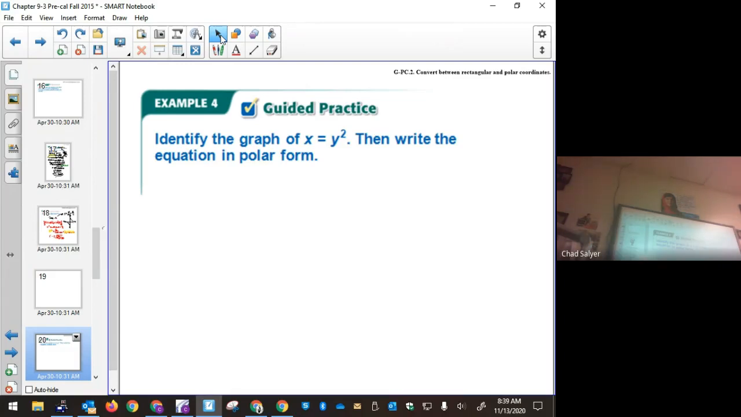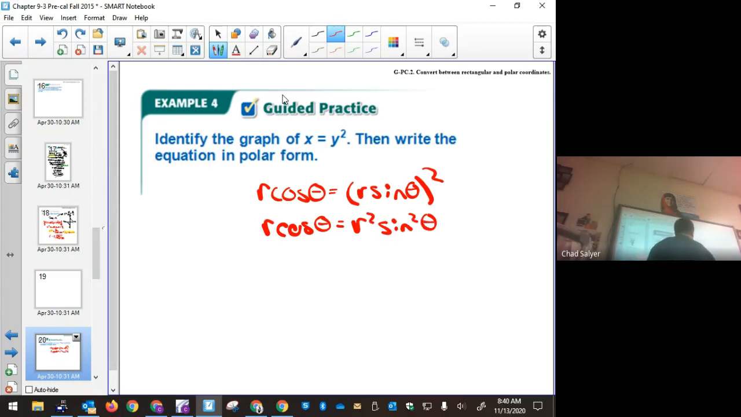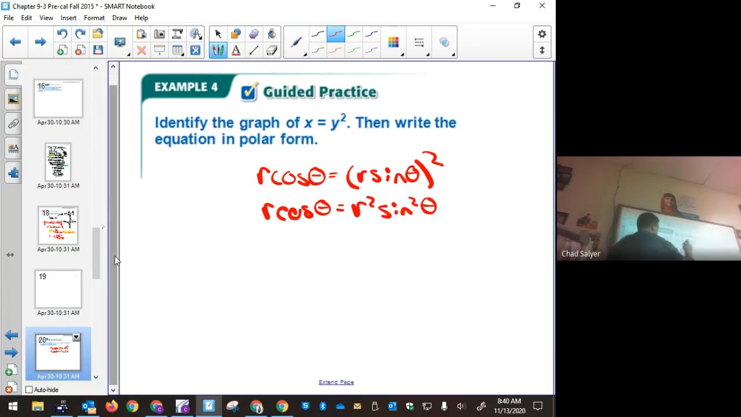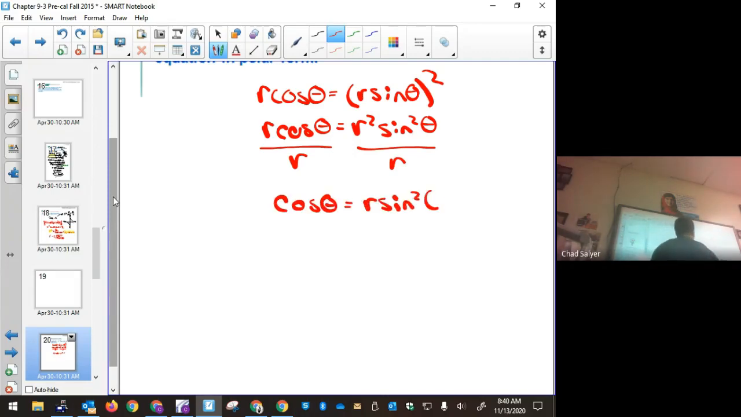All right, guys, appreciate your hard work on this. Let's go over it together real quick. So, as always, the first step is to say x equals r cosine theta and y equals r sine theta. So we get this after we apply that square. Then I divide both sides by R, and I get cosine theta equals R sine squared theta. Divide both sides by sine squared theta.